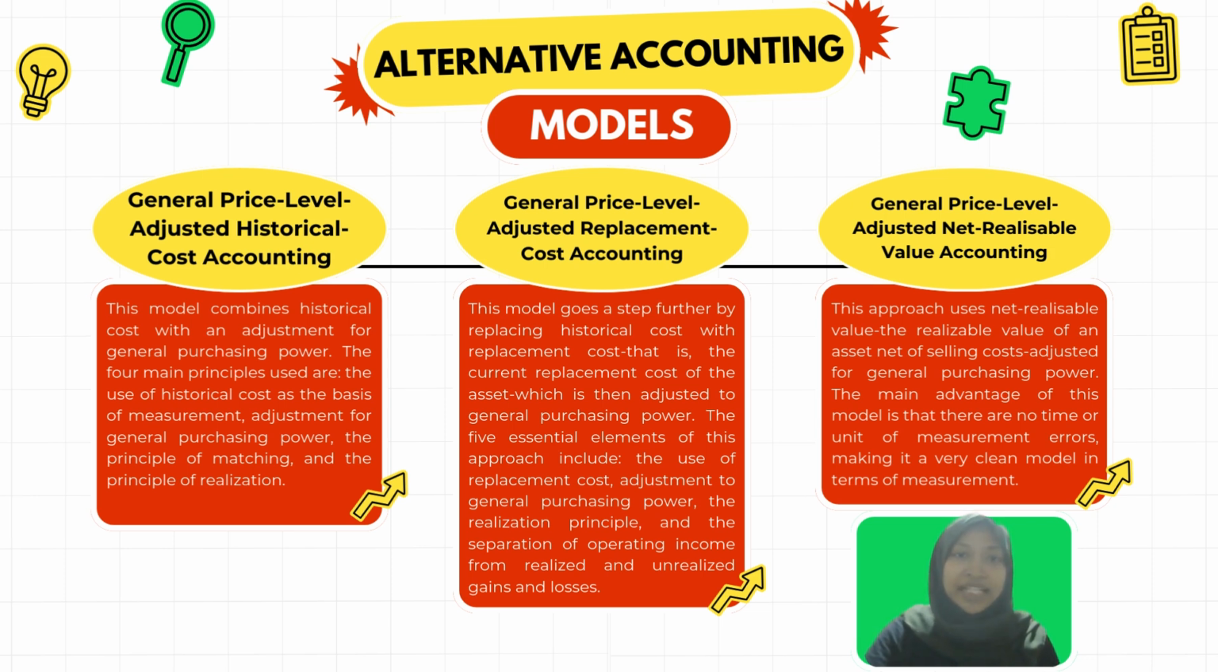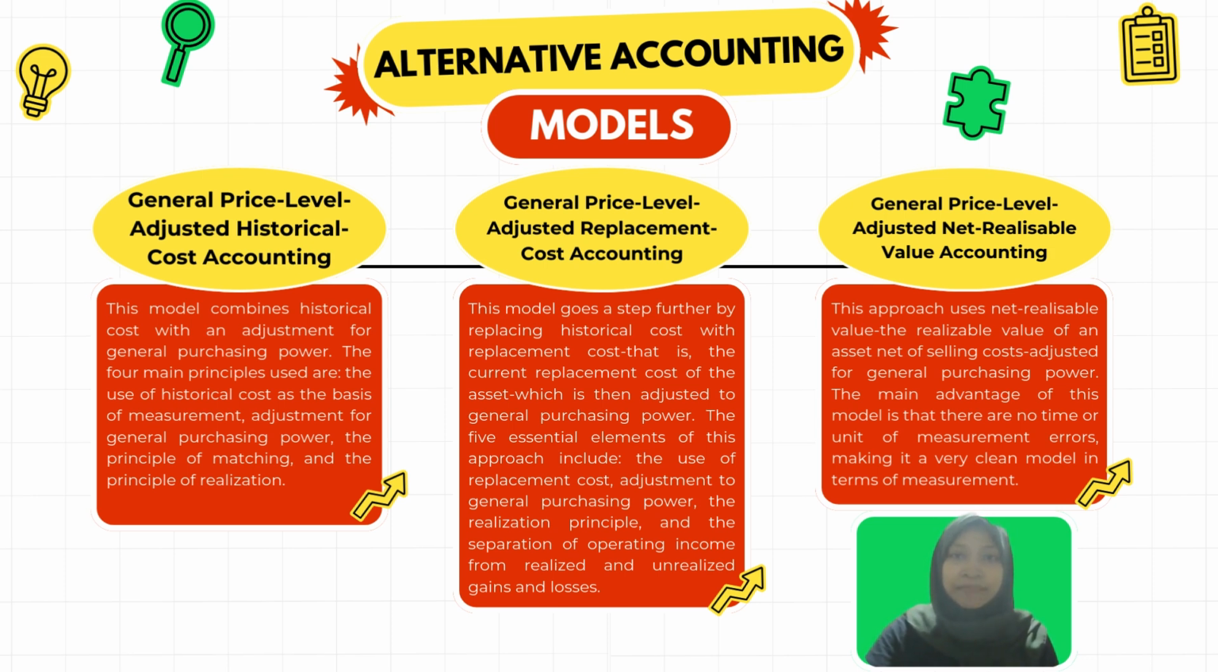Two is general price level adjusted replacement cost accounting. This model goes a step further by replacing historical cost with replacement cost, that is, the current replacement cost of the asset, which is then adjusted to general purchasing power. The five essential elements of this approach include the use of replacement cost, adjustment to general purchasing power, the realization principle, and the separation of operating income from realized and unrealized gain and loss.